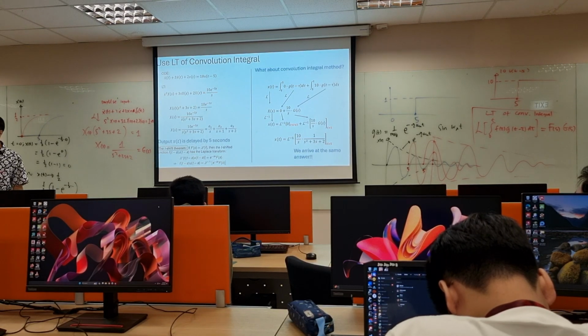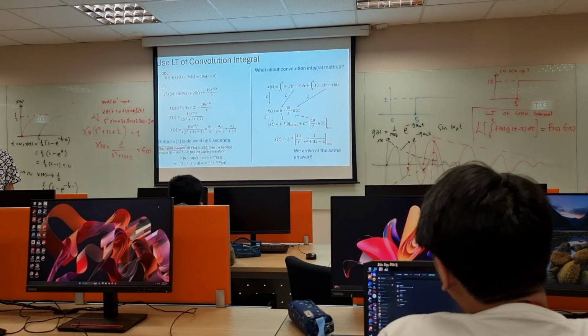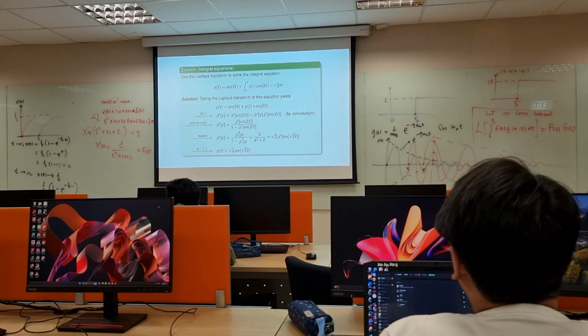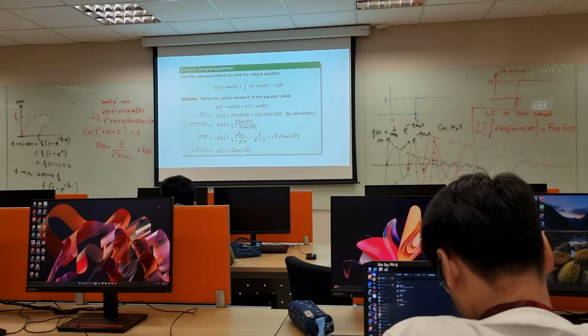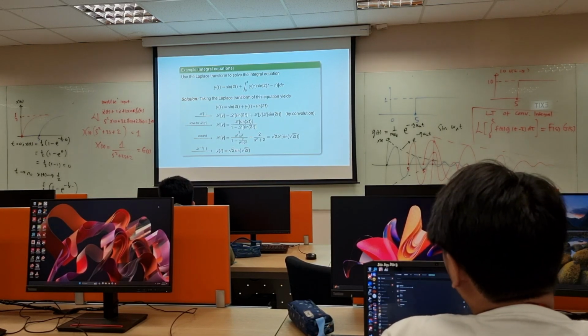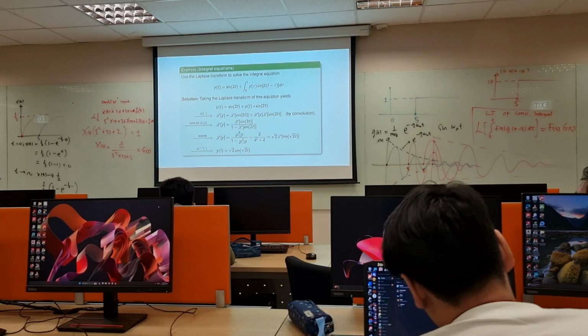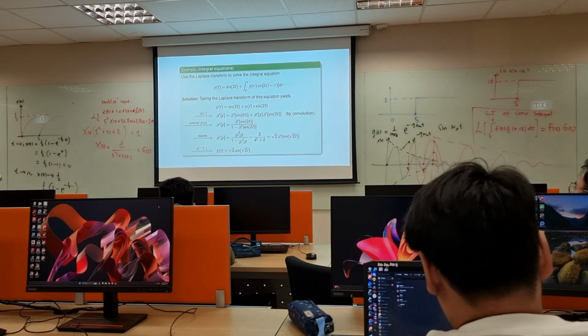There are other examples that I have here in using the convolution integral. Let us discuss them one by one. We have time, maybe 5 or 10 more minutes. Another example: if we want to use the convolution integral to solve this integral equation, this is called the Volterra integral equation.